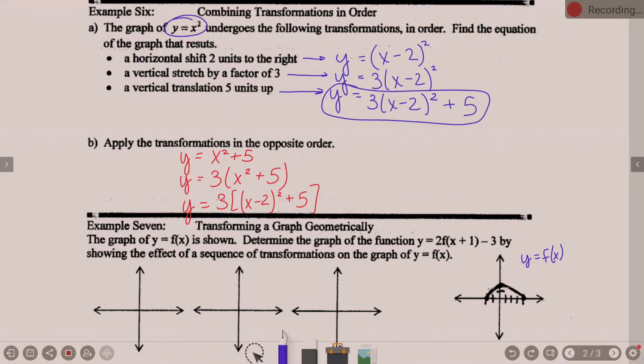Now, dissect the pieces. We've got a 2, a plus 1, and a minus 3. What do those pieces mean? The 2 is going to be a what? Stretch. It's going to be a stretch, specifically a vertical stretch. What about the plus 1 and the minus 3?